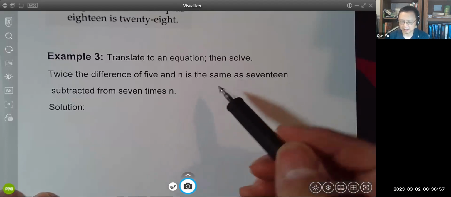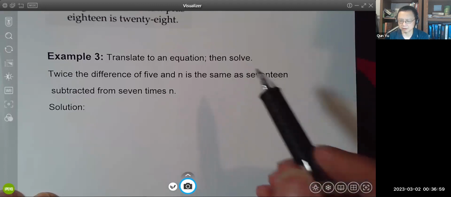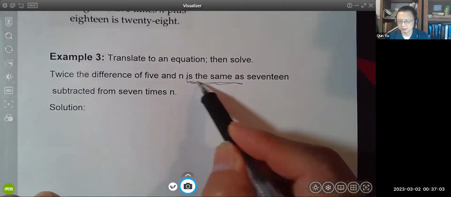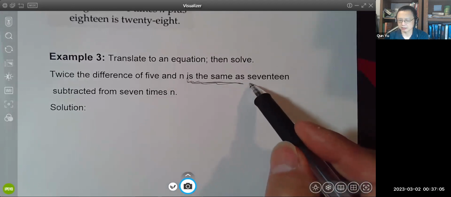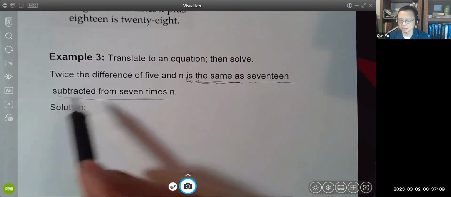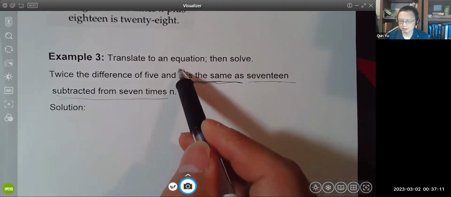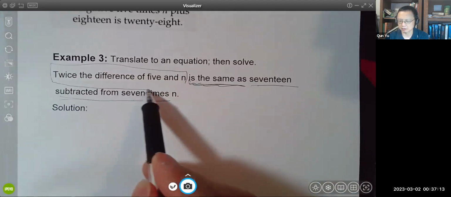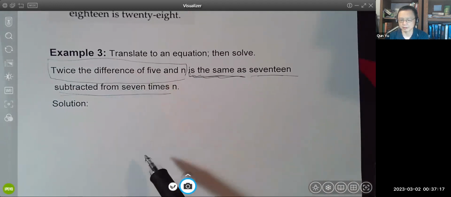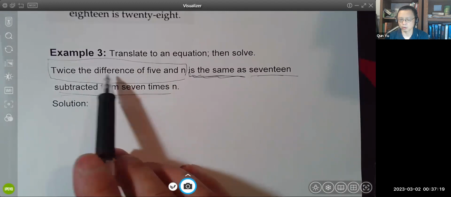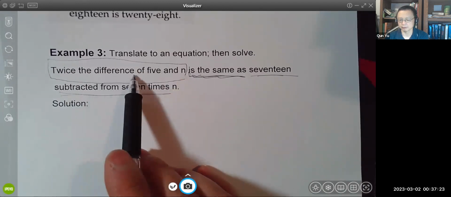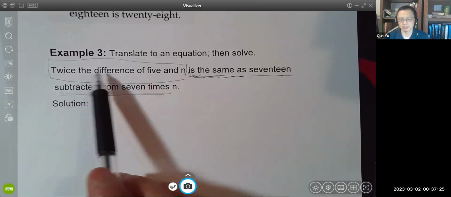So identify keywords that give us the equal sign, which is "the same as." After that, we realize this part is on the right-hand side of the equal sign, and this part is on the left-hand side of the equal sign. So we just look at these two parts one by one. Twice the difference of 5 and n. We have to have the difference first before we can do double of that, right?